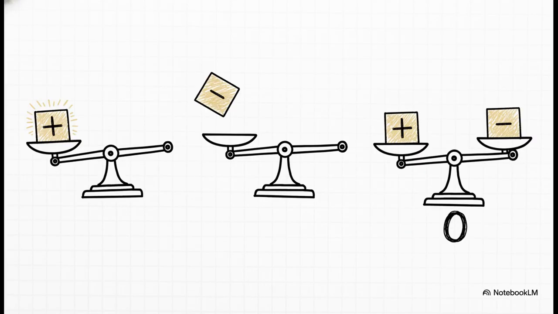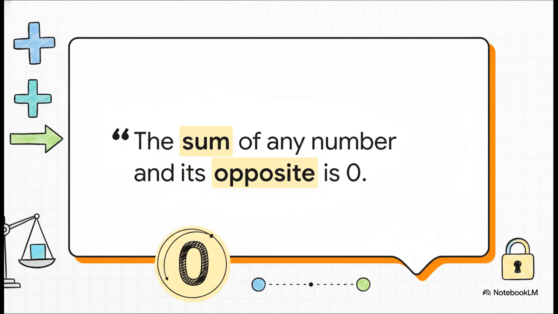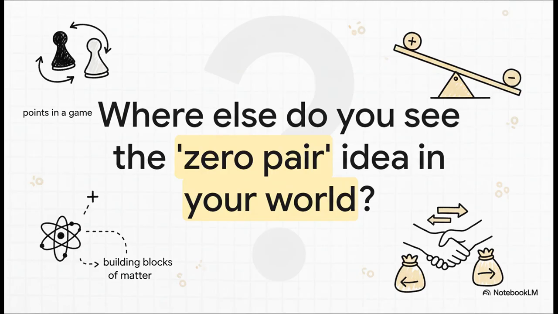So here's the real crucial point, the main takeaway. Adding an opposite isn't really just about subtraction. It's an act of neutralization. It's about bringing things back to a state of balance, back to 0. So if there's just one simple rule that ties everything we've talked about together, it is this. The sum of any number and its opposite is always 0. No exceptions. I mean, think about it. From video games all the way down to the atoms that make up our entire world, this principle of balance is just everywhere. So, I'll leave you with this question to think about. Where else in your own world do you see this powerful zero-pair idea in action?